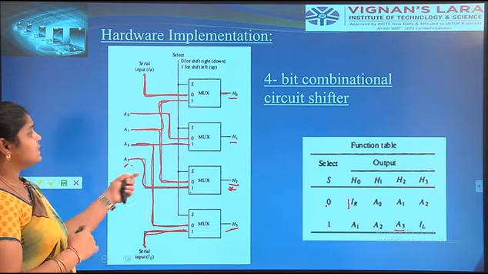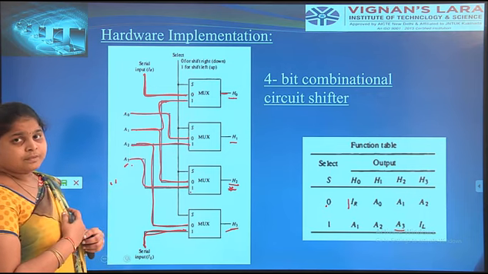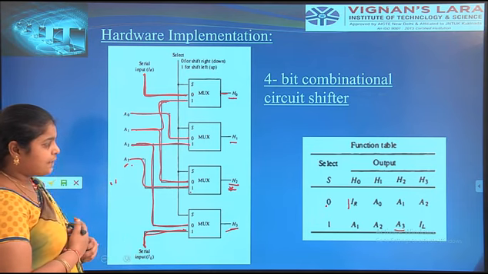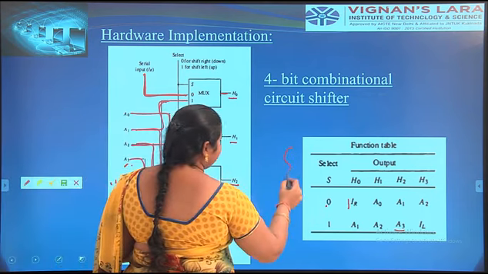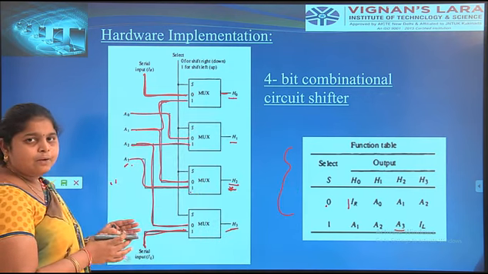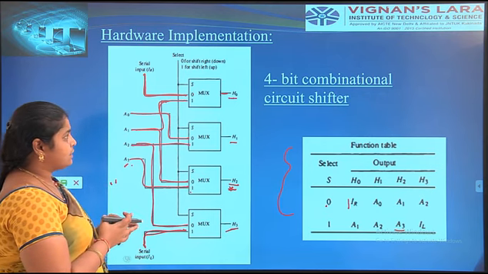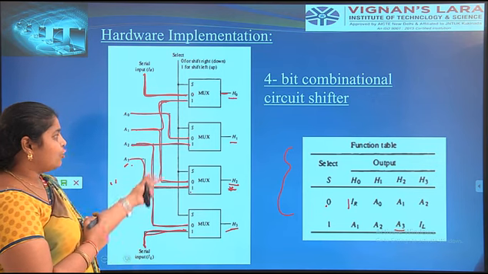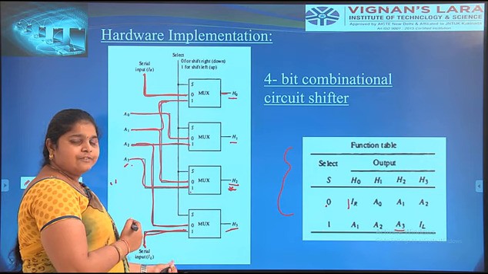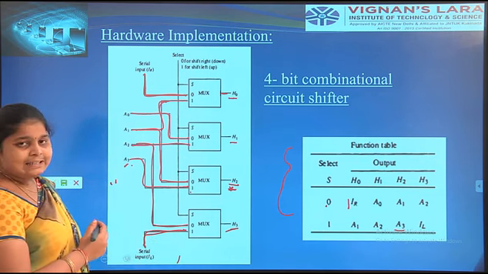This is the hardware implementation for the shift micro operation. This is the functional table. By using that functional table, we implement the hardware implementation of the shift micro operation. Here we take the 4-bit representation. This diagram is considered for 4-bit representation. Let us see one example.